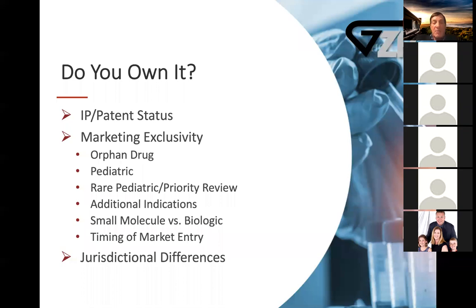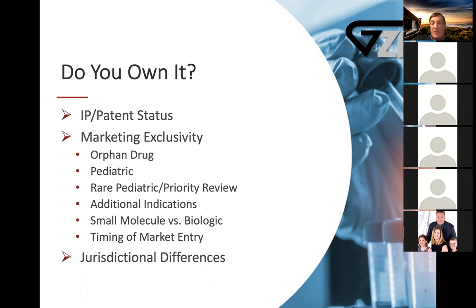Are you a small molecule versus biologic? A small molecule first indication in the US typically gets 5 years of marketing exclusivity. A biologic gets 12 years. So even though biologics generally take longer to develop and to get approved than small molecule drugs on average historically, the biologics have a great deal more marketing exclusivity, at least in the US.